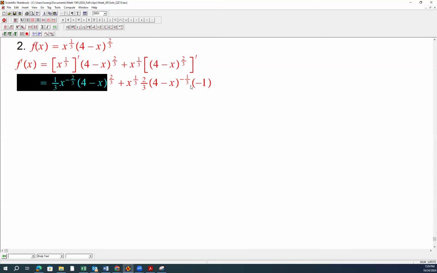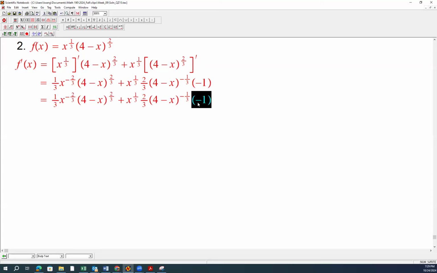Okay. And if you like to reorganize your terms, you can do the next step, which is bring the -1 to multiply with 2/3, and that's going to give us negative 2/3, and removing this -1 here. So you can put the 2/3 in the front. So this will be a more conventional way to write it.